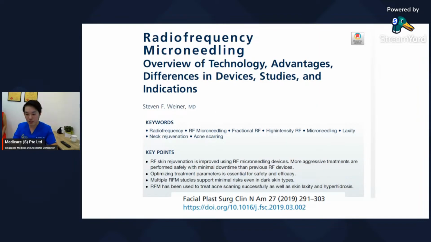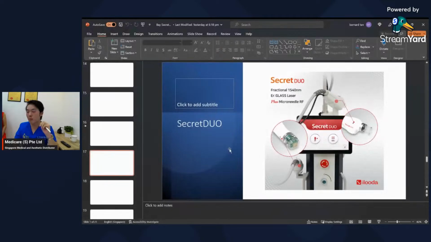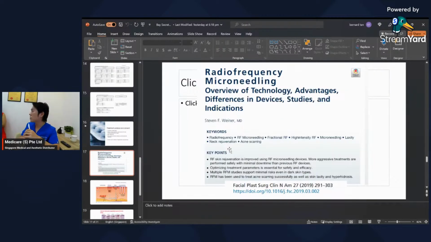Okay, so we're done with the treatment. We're done with the presentation. Any questions before we proceed to the hands-on?